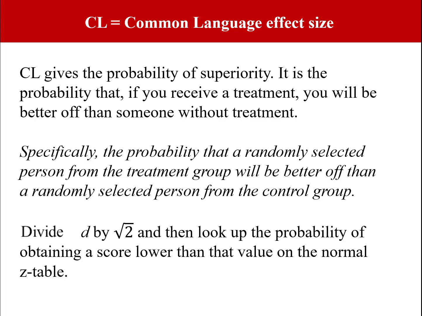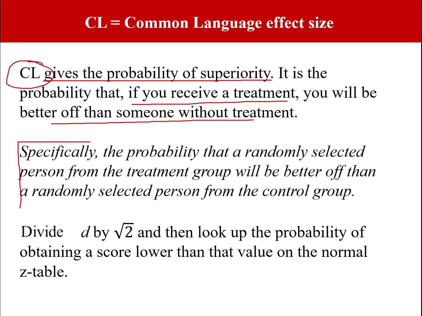So one option here is to use something called a common language effect size, sometimes abbreviated CL. And a common language effect size simply gives the probability of superiority. Stated in relatively plain language, it is the probability that if you receive this treatment, you will be better off than someone without treatment. More specifically, if I want to be more technical in my definition, I would say it's the probability that a randomly selected person from the treatment group will be better off than a randomly selected person from the control group.